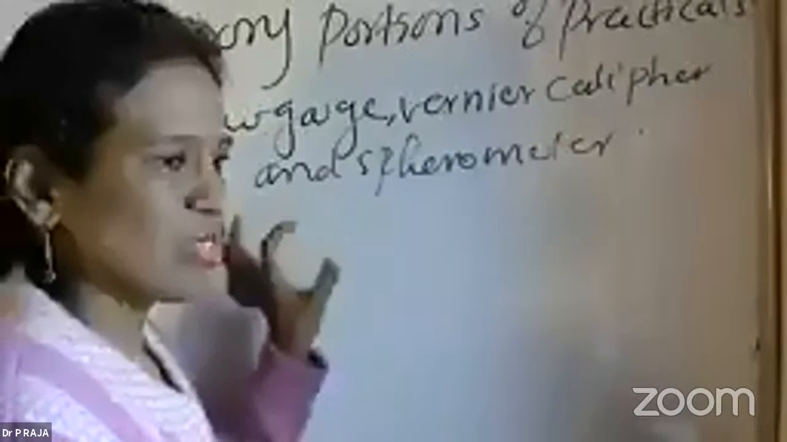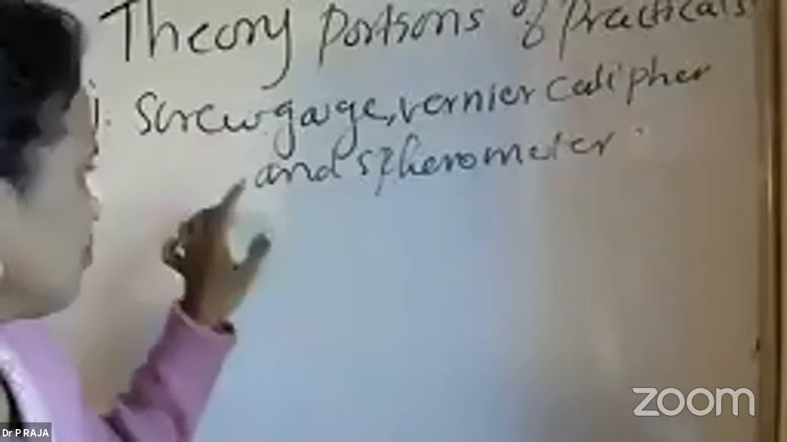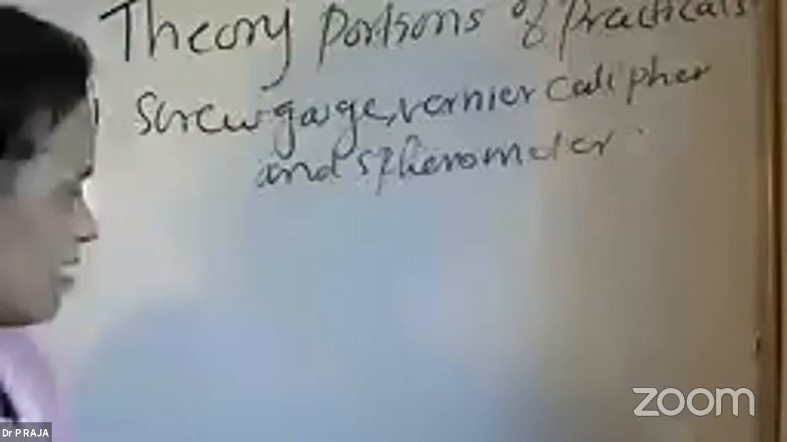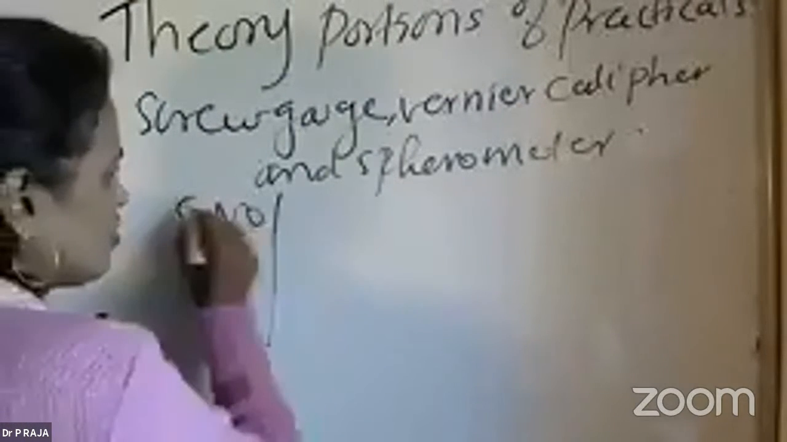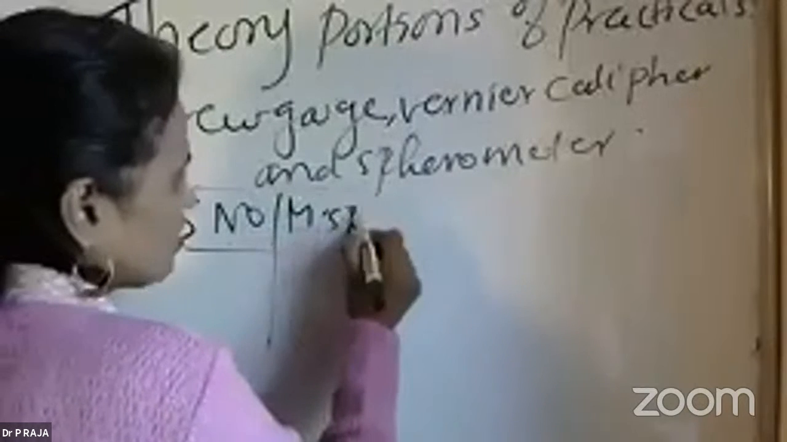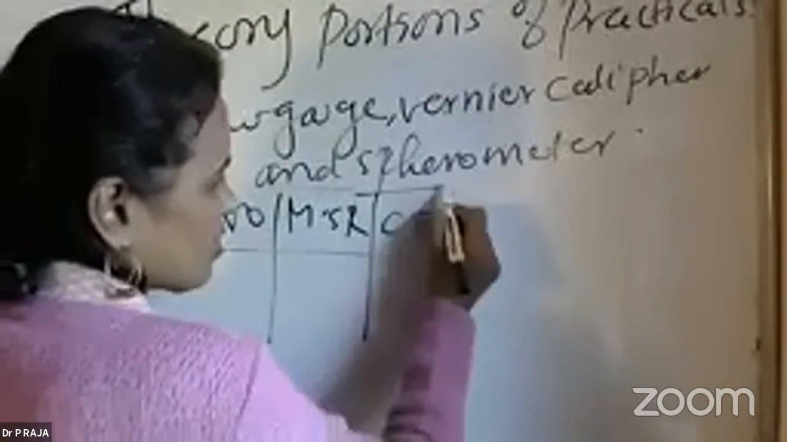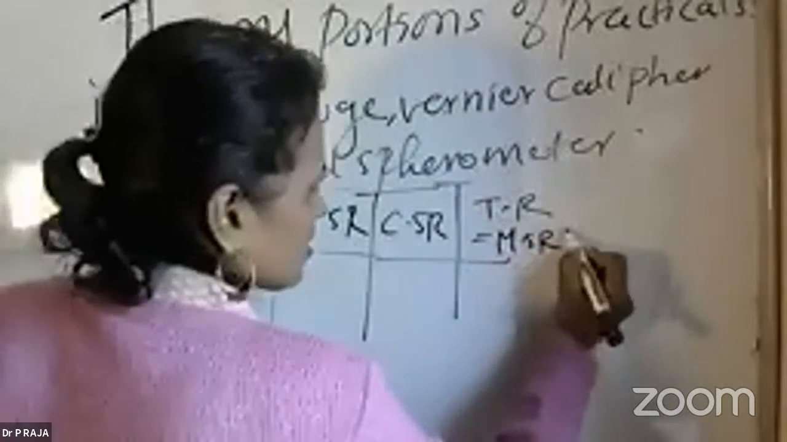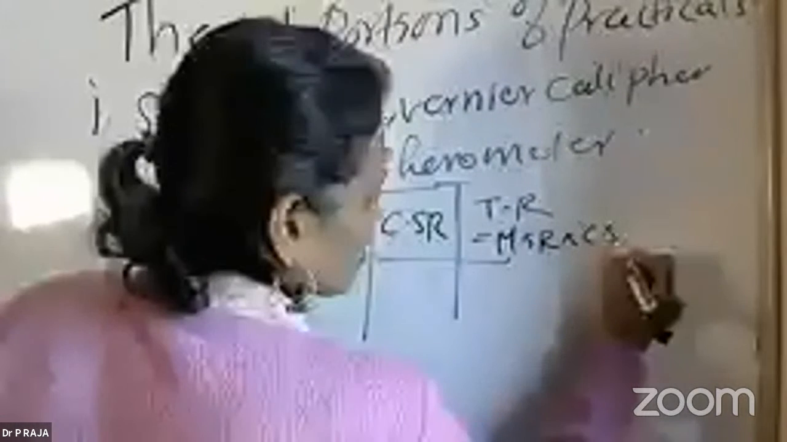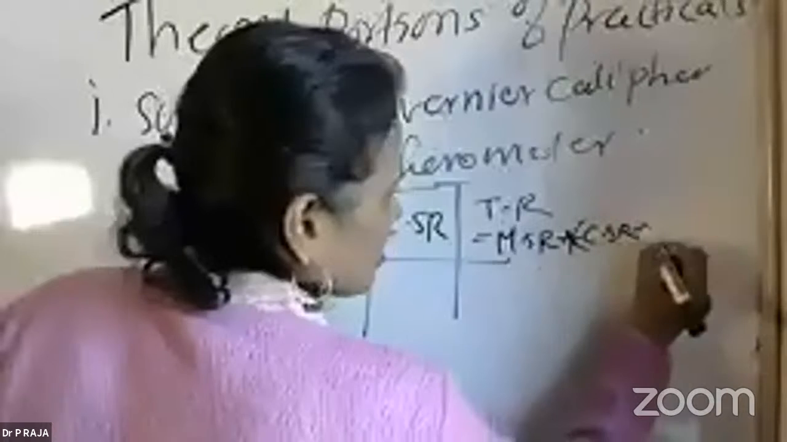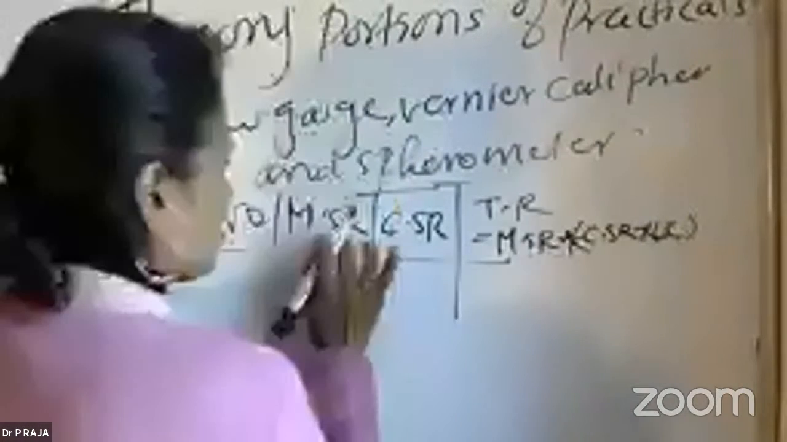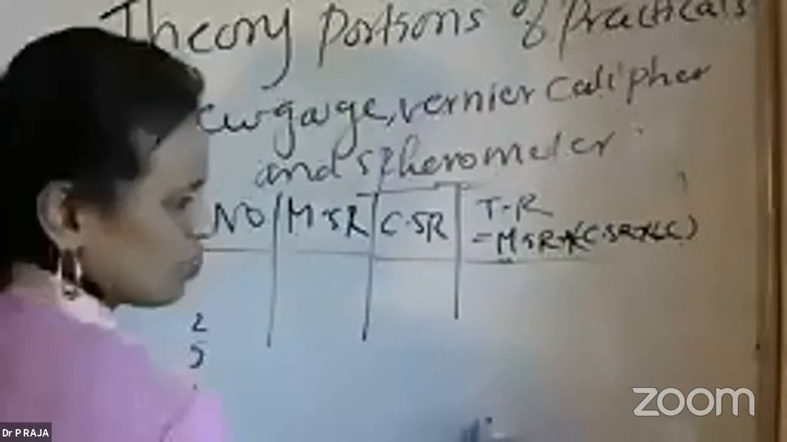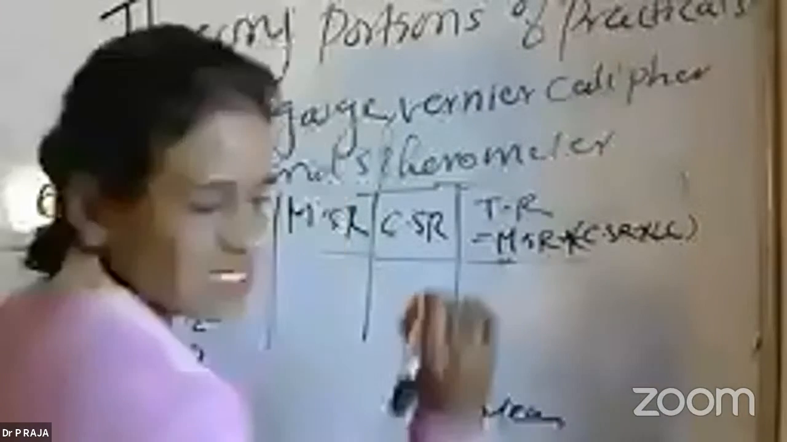with all the required things: serial number, main scale reading, circular scale reading, and then the total reading, which is equal to main scale reading plus circular scale reading into least count. This column will be multiplied with the least count. Like this 1, 2, 3, 4, and then you will write the mean value. Make this tabular column ready.